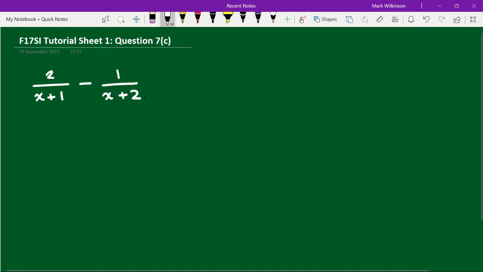Now here, unlike the previous example, we do not have a common denominator in each of these fractions. So we're going to need to use the laws of fraction subtraction in order to simplify what we've got here. So from law 2 in lectures, we know that we have to take the product of the terms in the bottom of the fraction. So we have x plus 1 into x plus 2 on the bottom.